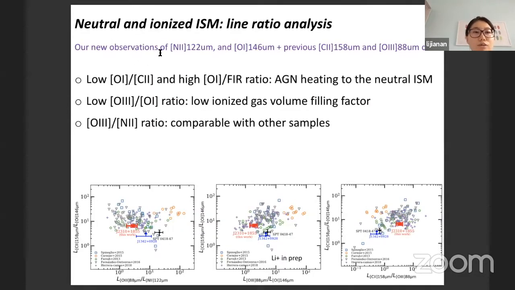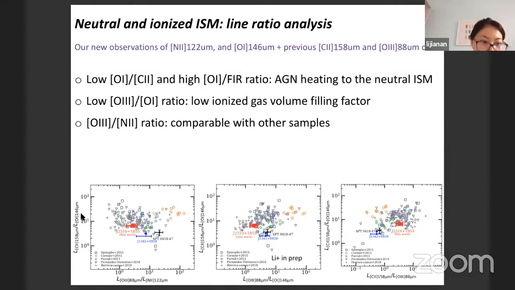From our new observations of the ionized and neutral gas, complemented with previous C+ and oxygen-3 lines, we are able to use these line ratios to probe the physical conditions of the neutral and ionized gas. In this plot, the y-axis shows the luminosity ratio of the C2 to oxygen-1 line, and the x-axis is the oxygen-3 to nitrogen-2 line.